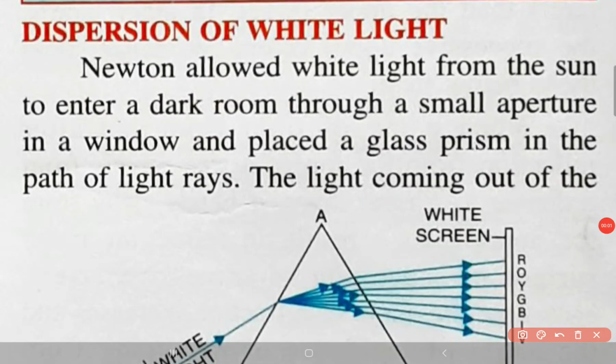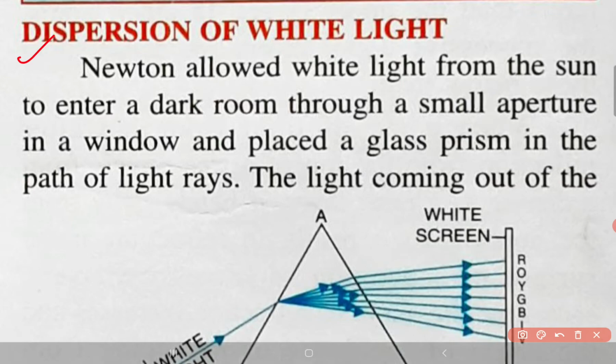This video is for class 8 physics and we are doing dispersion of white light. Newton allowed white light from the sun to enter a dark room through a small aperture in a window and placed a glass prism in the path of these light rays.